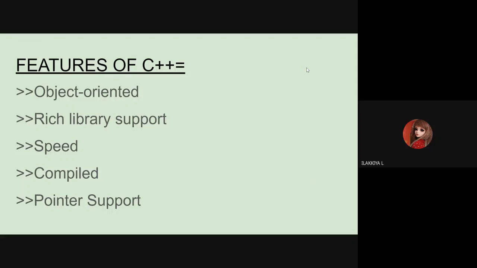C++ code has to be first compiled into low-level code and then executed, unlike interpreted programming languages where no compilation is needed. The next one is pointer support. C++ also supports pointers, which are widely used in programming and are often not available in several programming languages. So these are the features of C++.